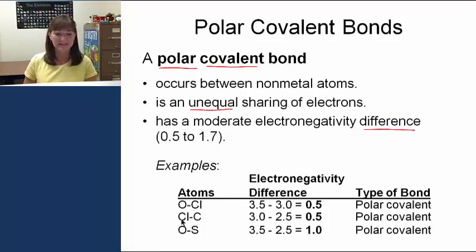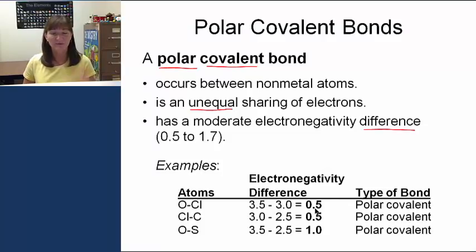Here are some examples. If you have a bond between oxygen and chlorine, you look up the electronegativity values. I do not expect you to have those memorized. For test purposes, I will always give you the electronegativity values. But if I'm asking you whether it is a non-polar covalent bond, a polar covalent bond, or an ionic bond, your brain needs to say, oh, I need to get the electronegativity values, do a subtraction, and then look at the difference. Oxygen and chlorine, when you do a subtraction, is 0.5.